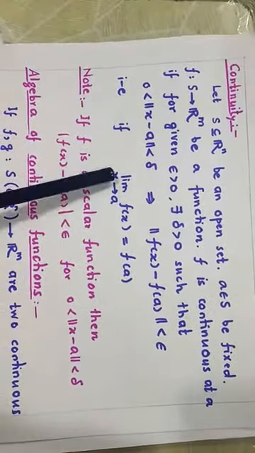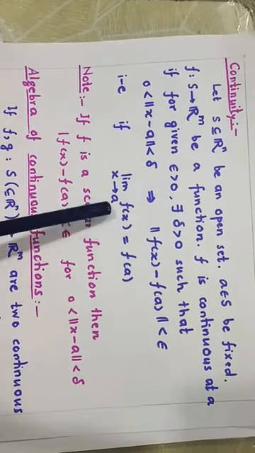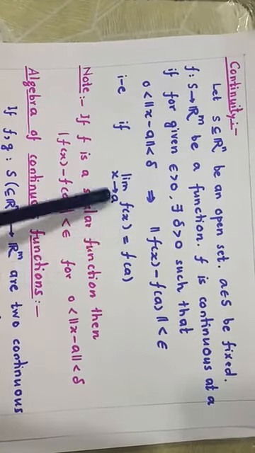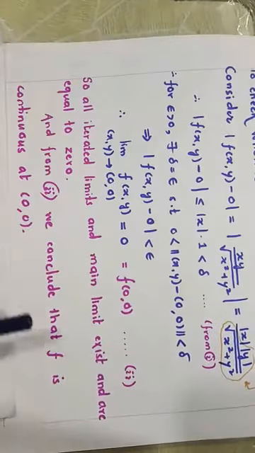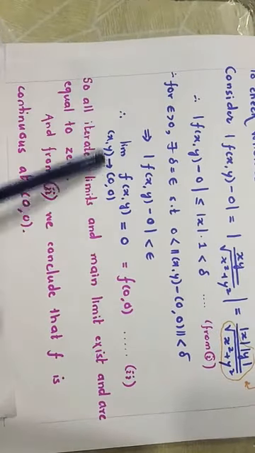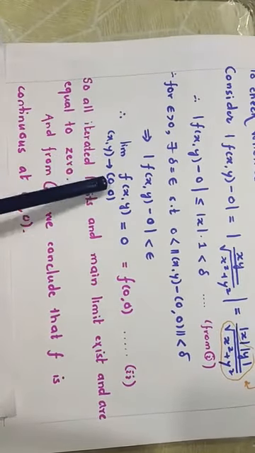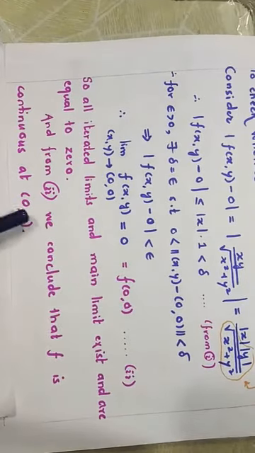Because by definition in Rn, we know that if the limit of f(x) as x tends to a is equal to f(a), then it is a continuous function. So we have shown that the limit as (x,y) tends to (0,0) is f at (0,0). So this is a continuous function at (0,0).